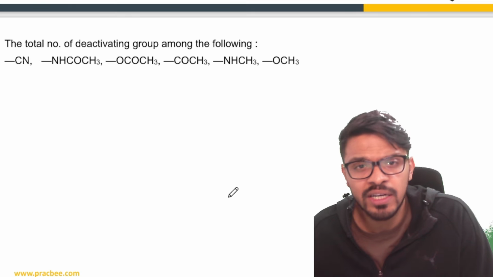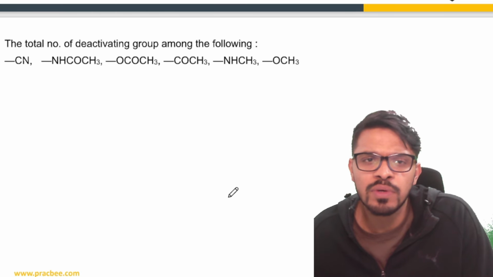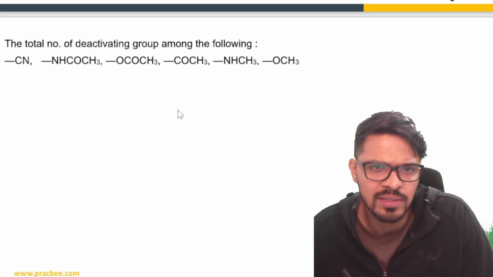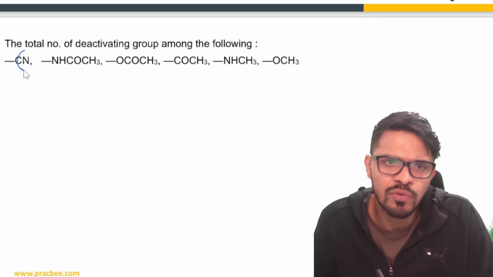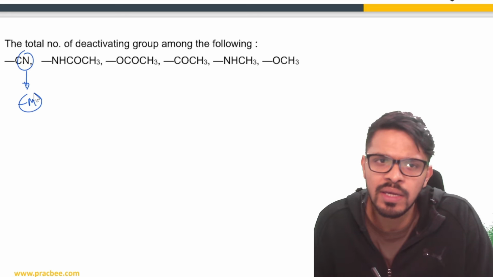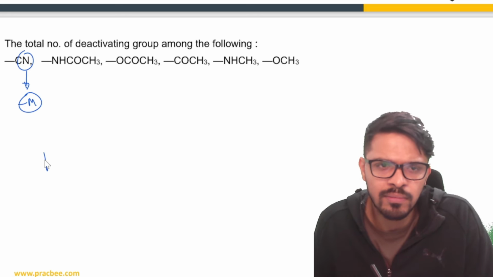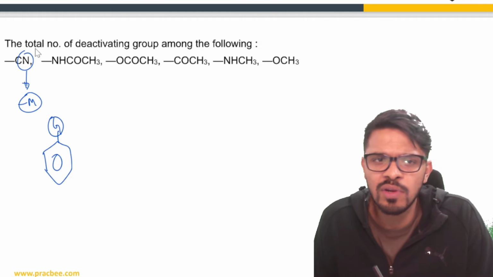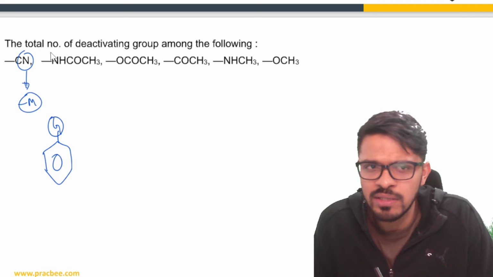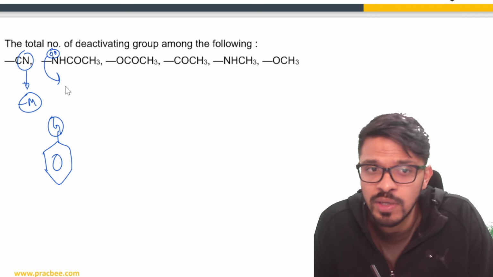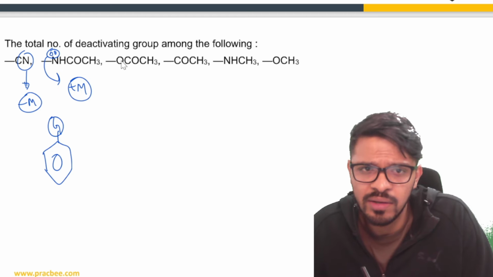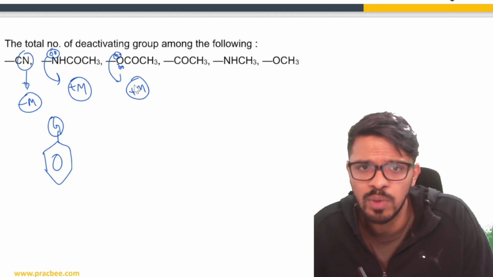The number of deactivating groups. A deactivating group is one such group which has net either minus M or minus I or minus H. So we know CN has minus M. It is taking the electron density. Basically you can connect all these groups to a benzene ring. CN will withdraw the electron density because it is minus M. Nitrogen has a lone pair, so it can donate, it will be plus M, weakly activating, but it is activating. Again oxygen, it can donate, weakly activating, but again activating.